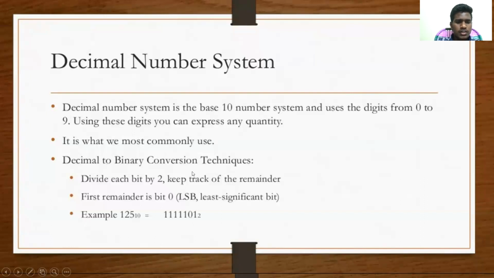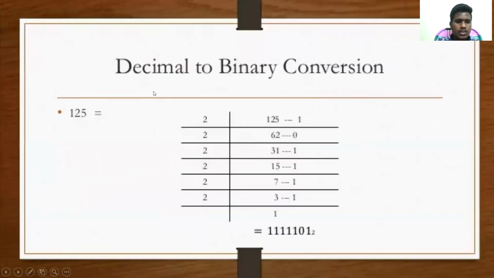Decimal to binary conversion technique: divide each number by 2 and keep track of the remainder. The first remainder is bit 0, the least significant bit. For example, we will see with some examples here.